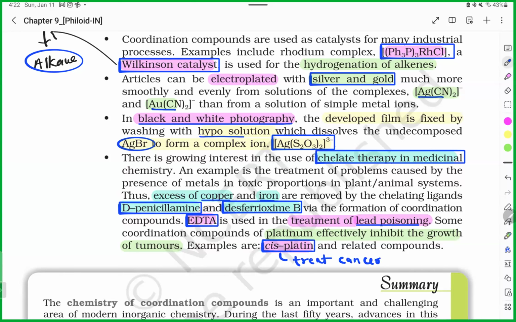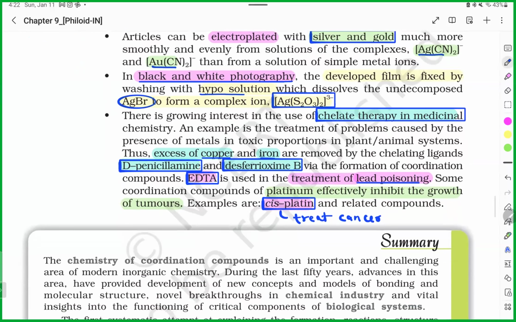I have seen one JEE question related to this cisplatin. Cisplatin is given in the very starting of your chemistry part, like the very first chapter, introduction of the chemistry. So if anybody asks what is cisplatin, platinum has two chlorine and two amine. Cisplatin.